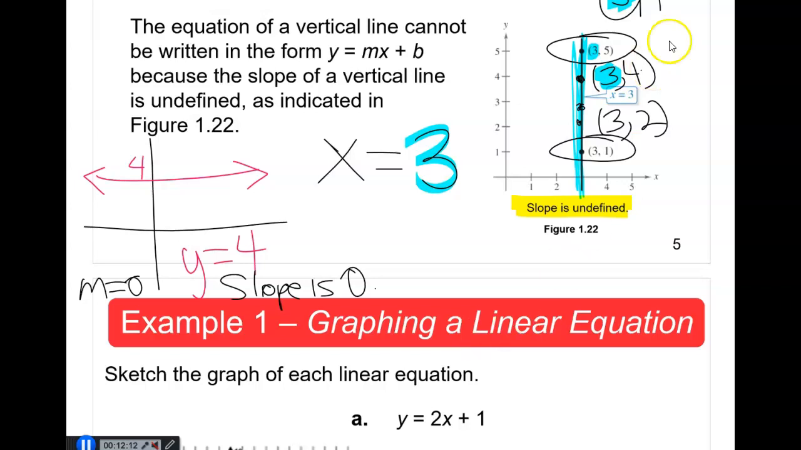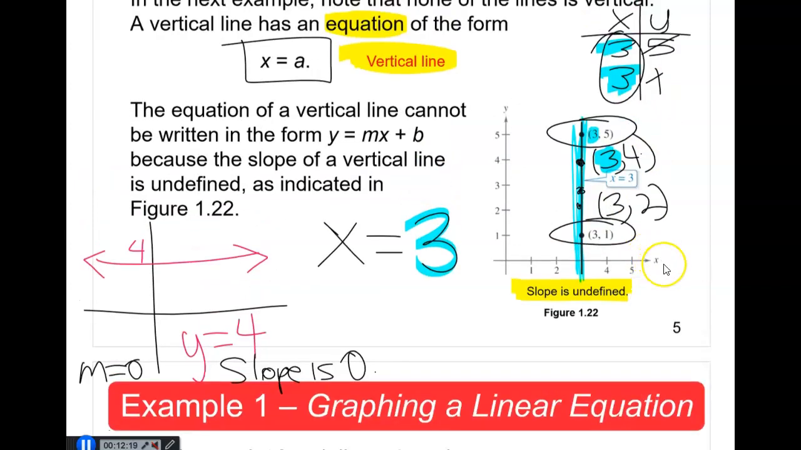Now, since the y values here, 5, 4, 2, 1, are irrelevant, as I remember saying, we cannot write a vertical line equation with y. And so we just use x equals a number. And that's just how it is, because m will be undefined.